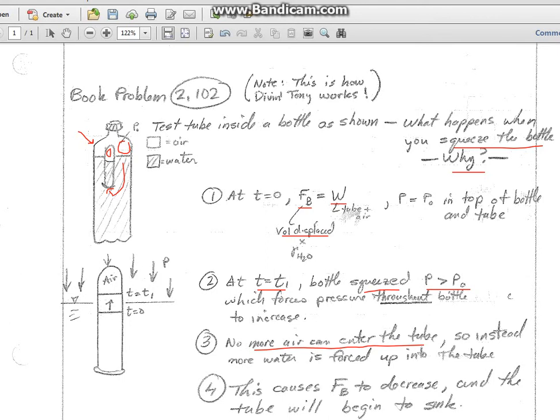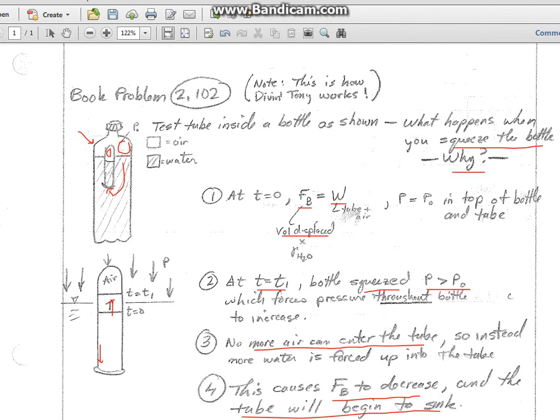So instead, water is feeling more pressure above it. It's going to be forced up into the tube. So this means that less volume is now being displaced, right? Because that tube is just going to sink a little bit as more water moves up into the tube. The tube itself is going to drop a little more. And in fact, if you squeeze hard enough, you'll see that the tube will begin to sink. So you're essentially causing the buoyancy force to decrease while the weight stays the same.